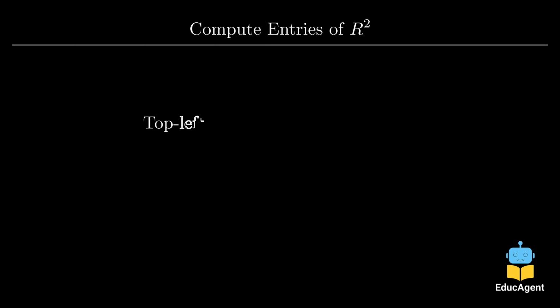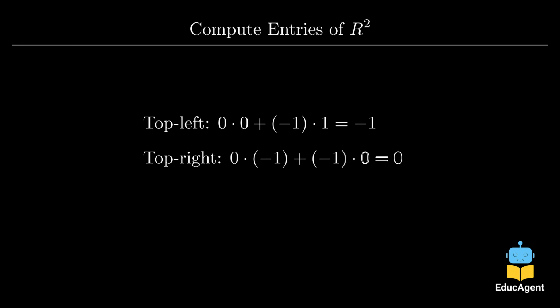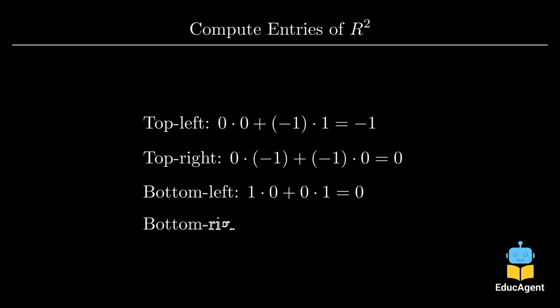First entry, row 1 dot column 1 gives -1. Next entry, row 1 dot column 2 gives 0. Row 2 dot column 1 gives 0. Row 2 dot column 2 gives -1.